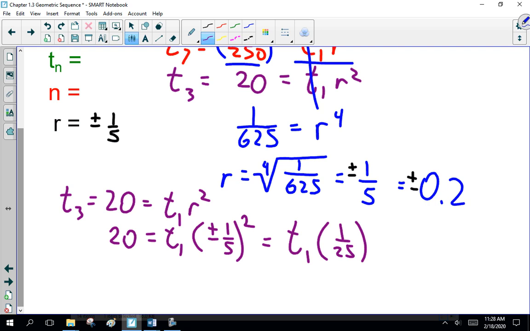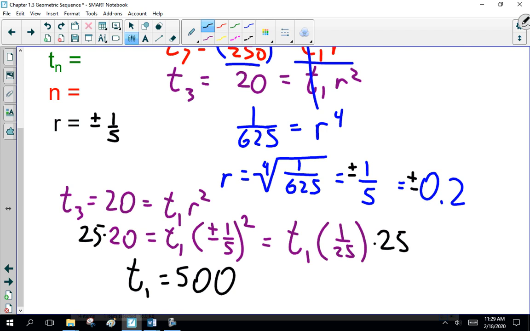Now, how do I get... Sorry, going kind of fast, aren't I? All right. So what is... How do you get rid of 1/25? Yes, times both sides by 25. So what does T1 equal? 25 times 20, which is... So 500 is my first term. Now be careful. What question did I ask? Second term. So T2, yes.